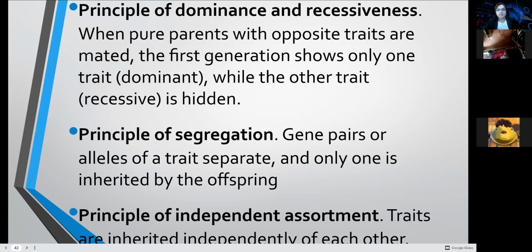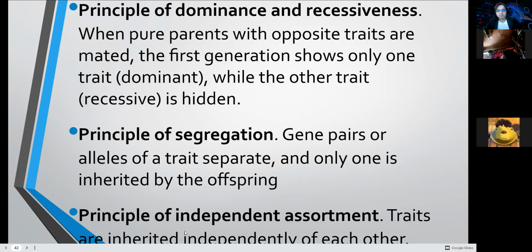The second one is the principle of segregation. When you say principle of segregation, gene pairs or alleles of traits separate, and only one is inherited by the offspring, which is true. It actually separates by itself, and only one trait will be inherited by the offspring. That's according to Mendel.